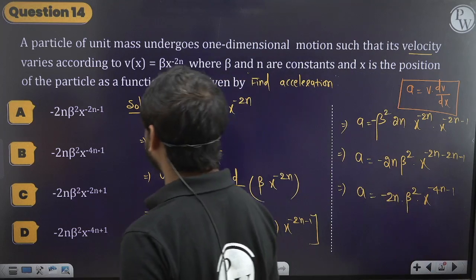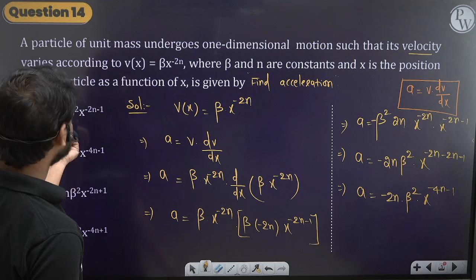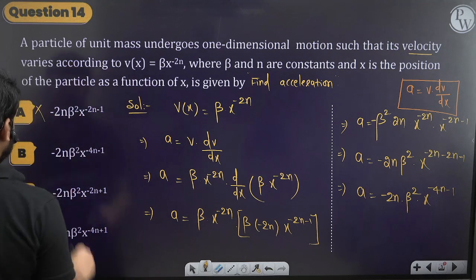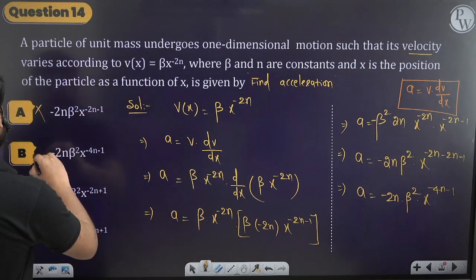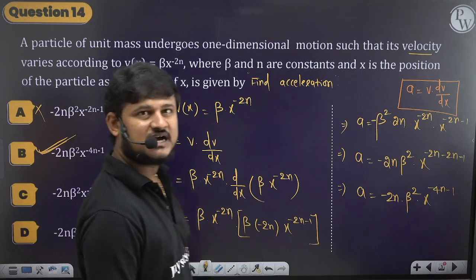So check the options: minus 2n beta square x to the power minus 4n minus 1. Option B is the correct one.